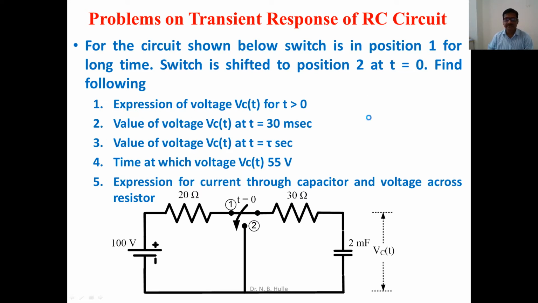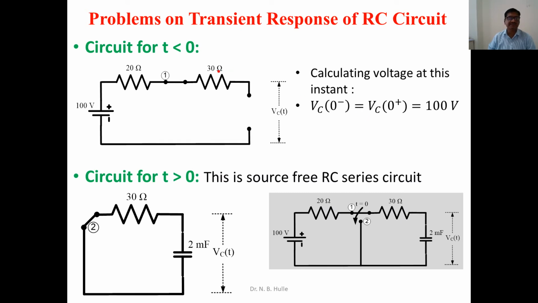Now here in this case, we always have to analyze the circuit in two parts. One is the circuit before switching, that is t less than 0. I have shown the original circuit here. When the switch was in position number 1, the circuit will be something like this, because the switch is in position 1 for a long time, meaning the steady state was reached, and under the steady state this capacitor acts as an open circuit. So the voltage across the capacitor is the same as the applied voltage, which is 100 volt. That's why Vc of 0 minus is equal to Vc of 0 plus is equal to 100 volt. That is the voltage across the capacitor before switching, in the steady state condition.